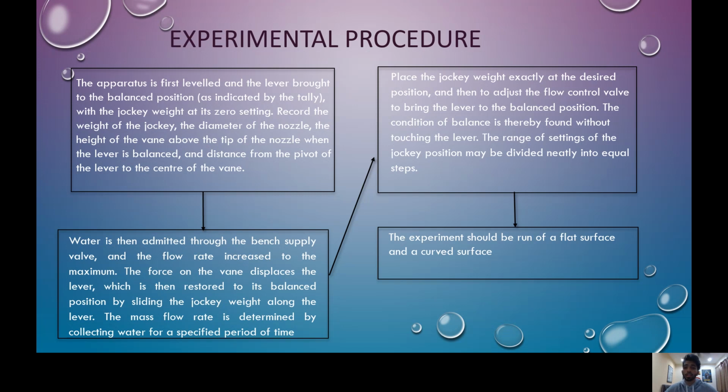The third step is to place the jockey weight exactly at the desired position and adjust the flow control valve to bring the lever to the balanced position. The condition of balance is thereby found without touching the lever. The range of the setting of the jockey position may be divided neatly into equal steps. And finally, the experiment will be run on two surfaces: the first one is a flat surface and the next one being a curved surface.